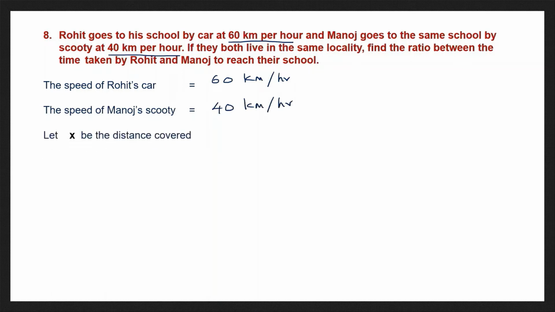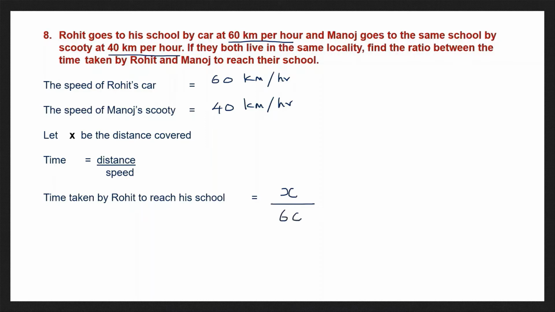Now, let x be the distance covered. Okay, so in that case, time will be distance by speed. To find the time, because the question is find the ratio between time taken by Rohit and Manoj to reach their school. So to find the time, the formula is distance by speed. Time taken by Rohit to reach his school, we use the formula distance by speed. We said let the distance be x. We'll take it as x and the speed is 60 kilometers per hour. This is the time taken by Rohit. Now, what is the time taken by Manoj?